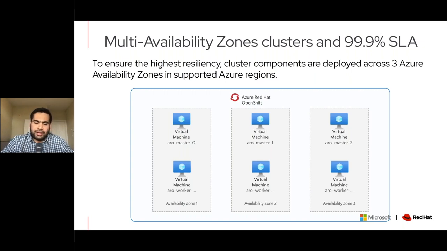Whereas with ARO itself, you are looking at a highly available architecture where your master control plane is spread across 3 different locations or availability zones, as well as the worker nodes. So you don't need to spend time making sure the platform is highly available. Red Hat, in partnership with Microsoft, will take care of that, and the design itself will support you in that case.